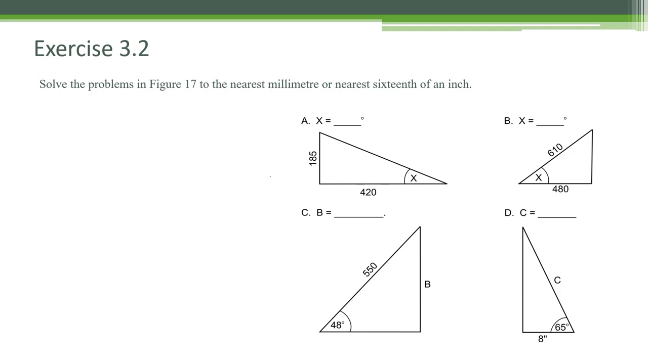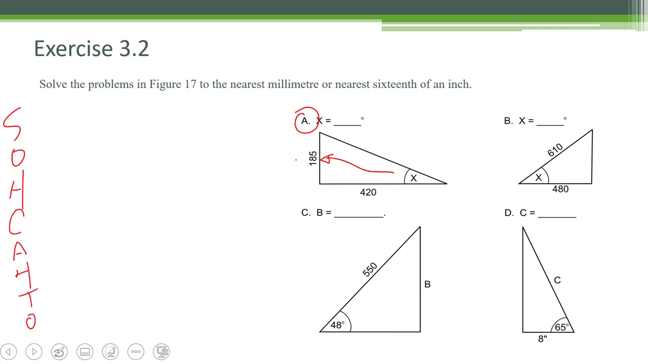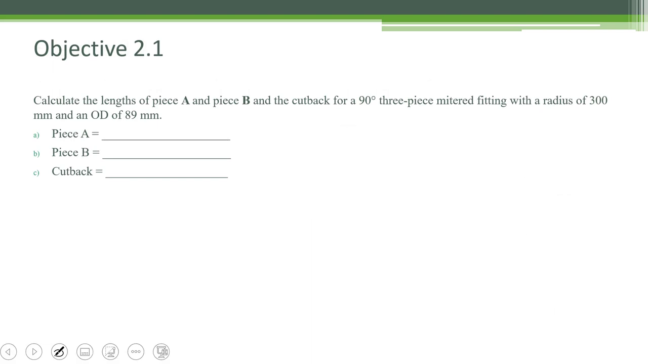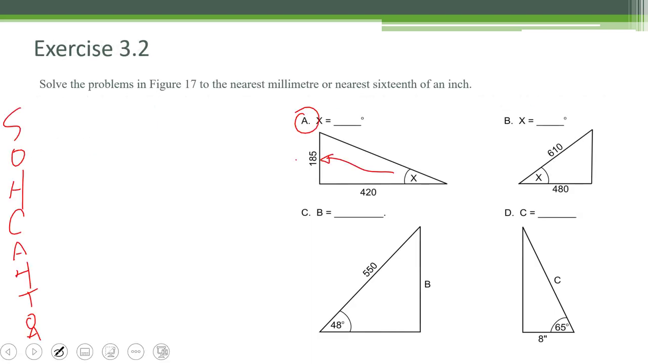Okay, so for exercise 3, question 2, now we're starting to use some trig here. So again, the first thing I do is I'll solve A. The first thing I do is I ask myself, what sides am I working with? So I'm working with the opposite side, that's this one, and the adjacent side. So I better write down SOHCAHTOA. Okay, what sides am I working with? I'm working with the opposite and the adjacent. So that's going to be tangent.